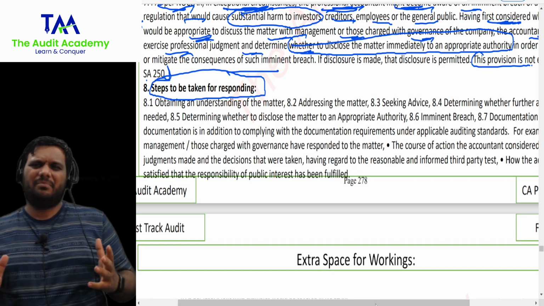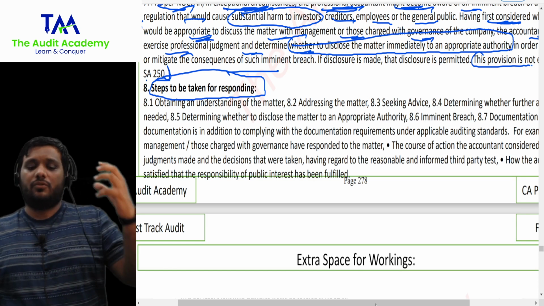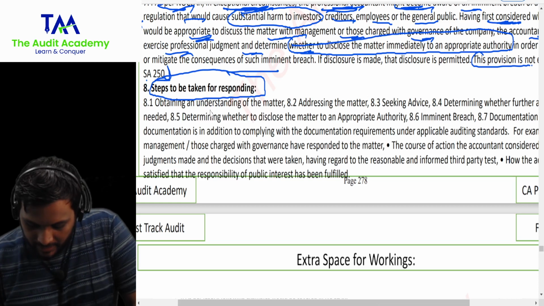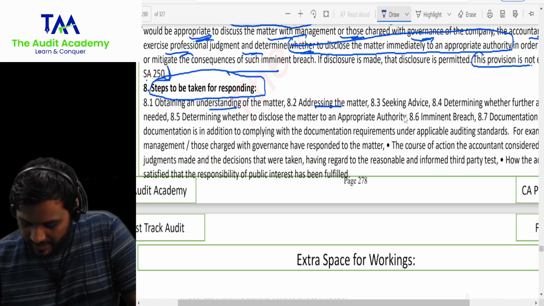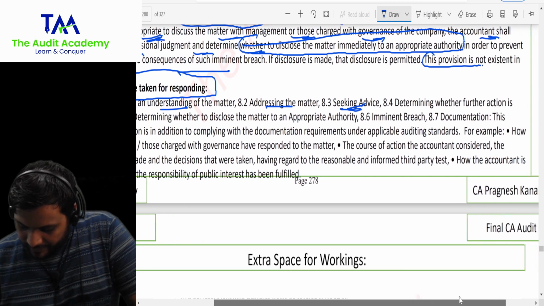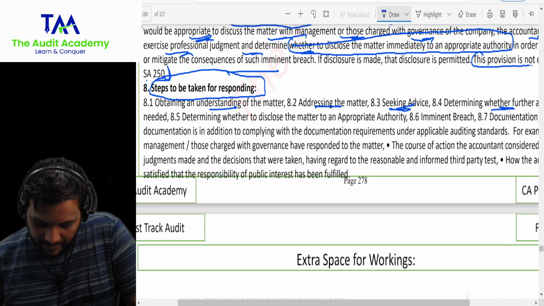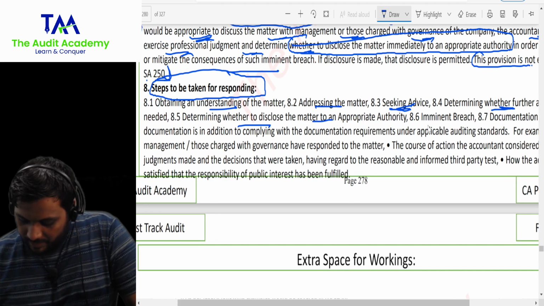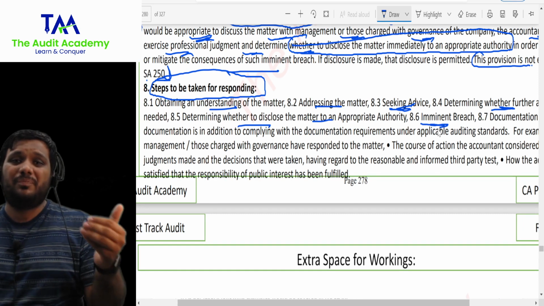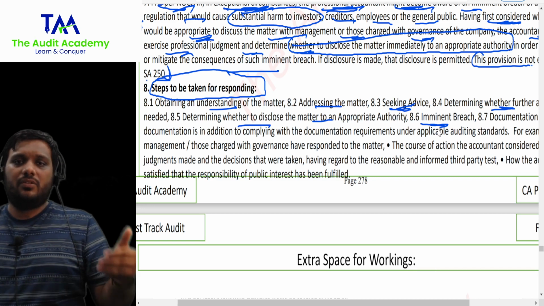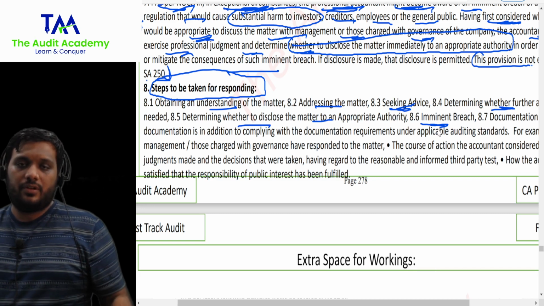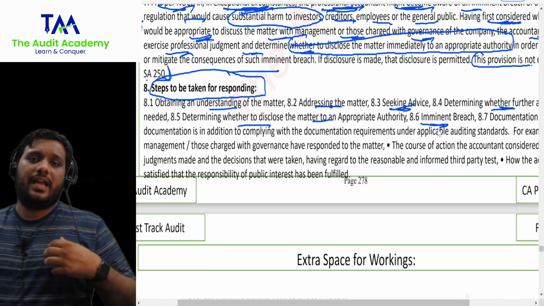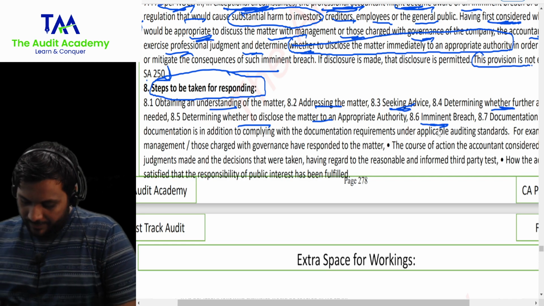All right, very simple. Try to understand the matter, try to understand what could be the effect, try to take legal advice if you're not understanding the point. Look at this: understand the matter, address the matter, consider the matter, seek legal advice, determine what further action is required, determine whether to disclose this matter to an appropriate authority. Imminent breach: if you think there is going to be an obvious, immediate breach, let us try and stop it. You know that a major non-compliance is going to occur, let us try and stop it and act to the best of our abilities.